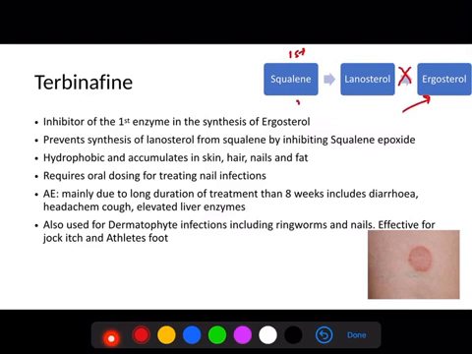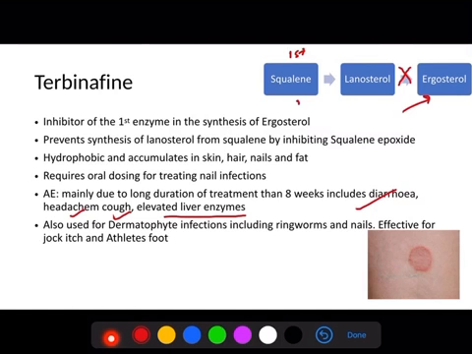Let's talk about adverse effects of terbinafine. Terbinafine mainly causes adverse effects due to long duration of treatment. This is because treatment is continued for more than 8 weeks. Adverse effects include diarrhea, headache, cough, and elevated liver enzymes. I hope you have recognized a pattern here. Antifungal drugs are known to inhibit liver enzymes or elevate liver enzymes.